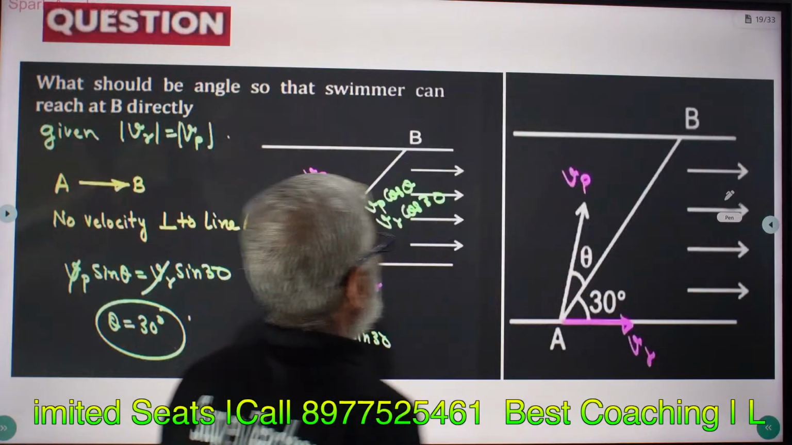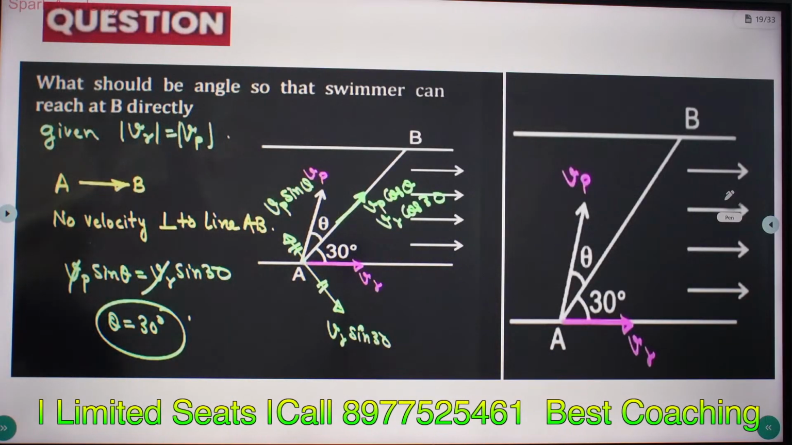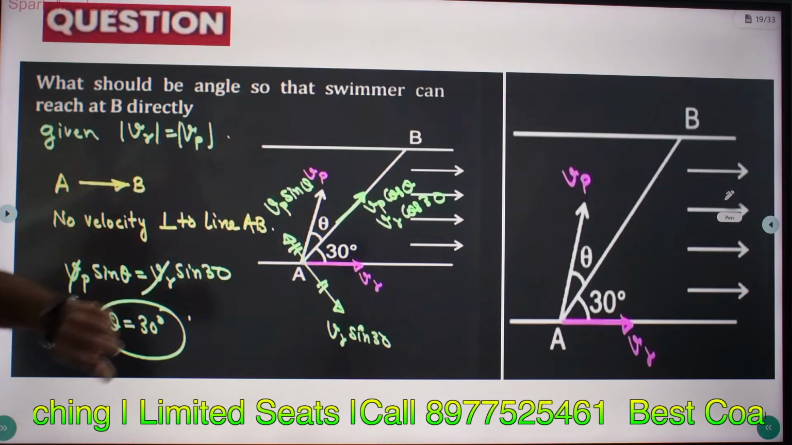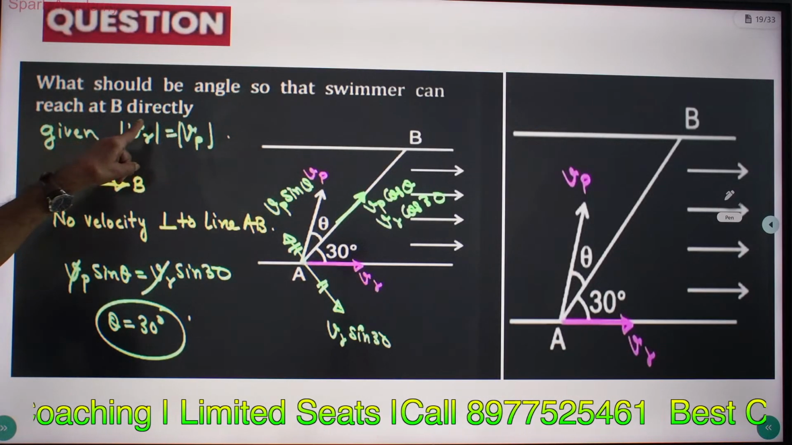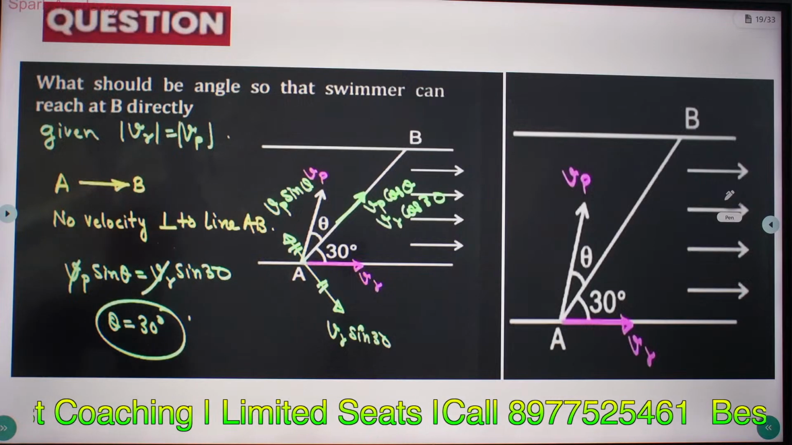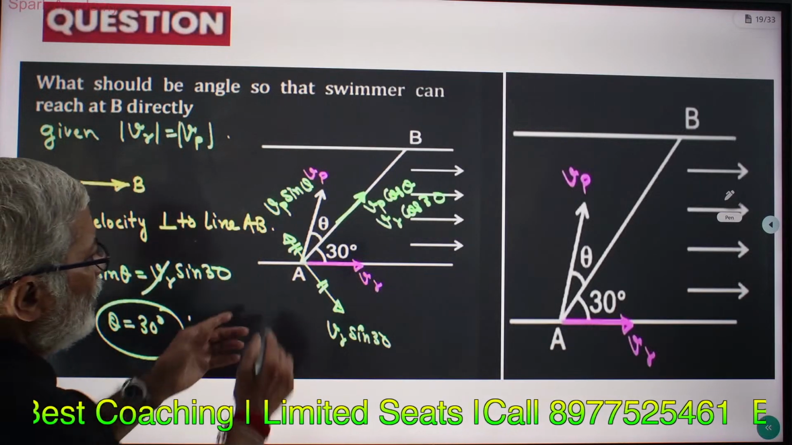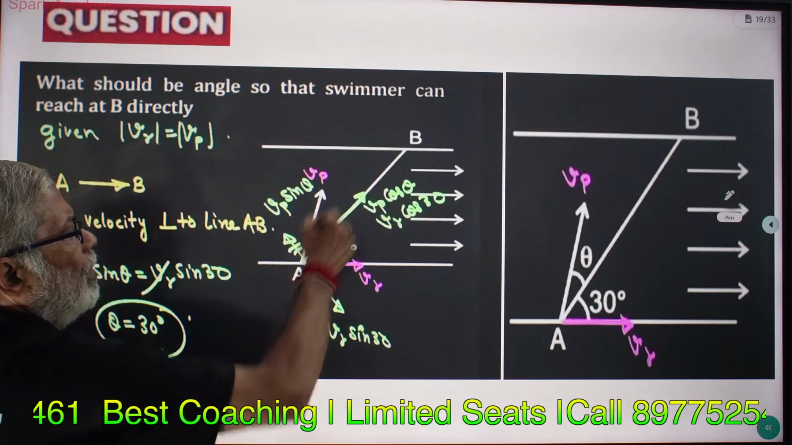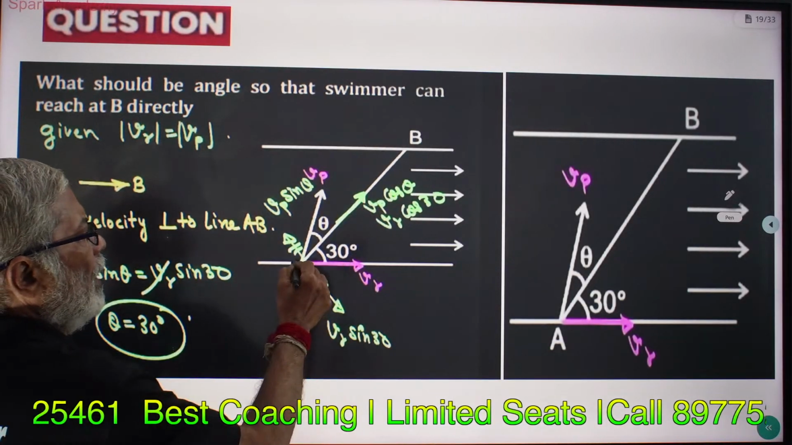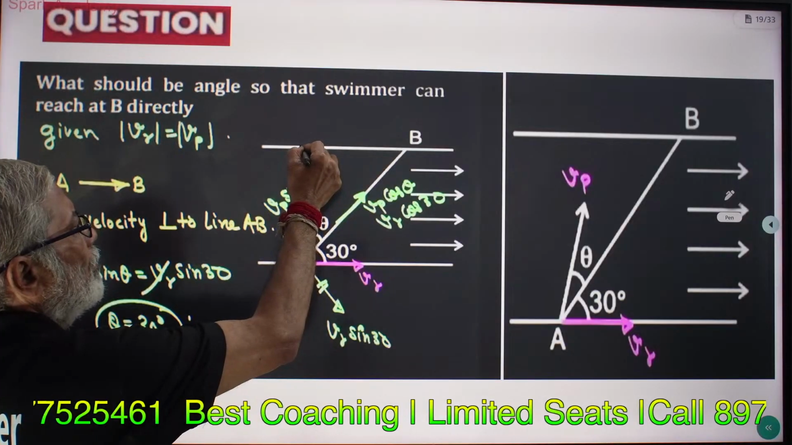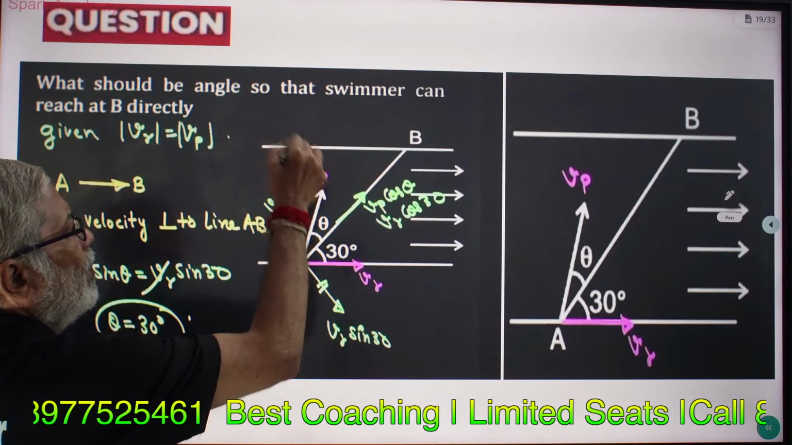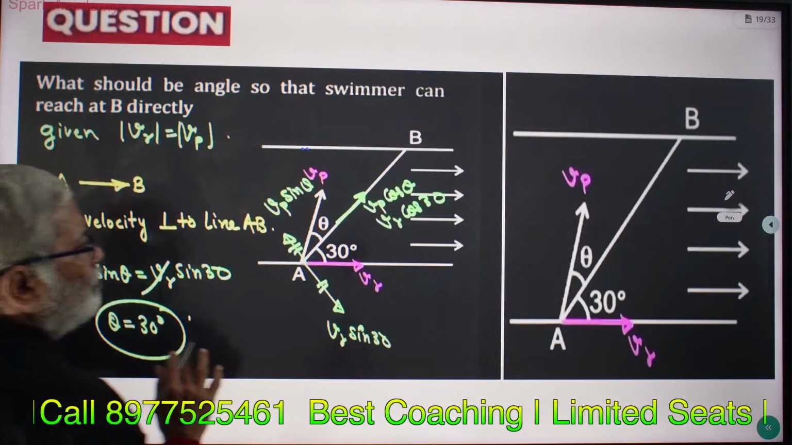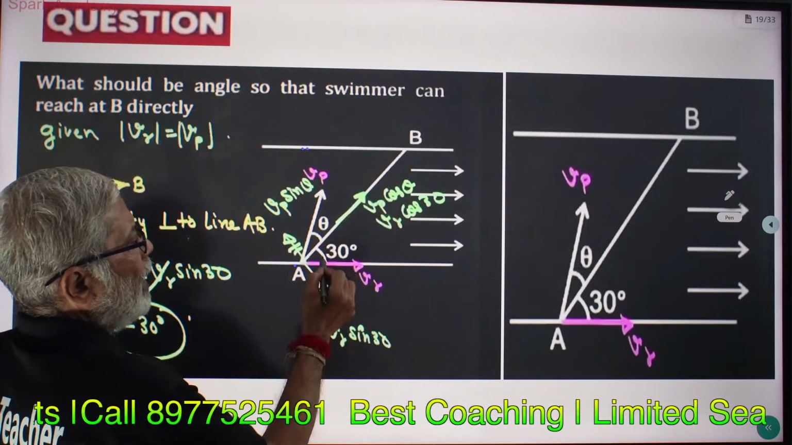Now next, another interesting problem. What should be the angle so that the swimmer can reach at B directly? See, in this problem, A and B are at some angle. It is not direct. Direct means B has to be exactly here. Okay. Now, what is the given? A to B angle is given.